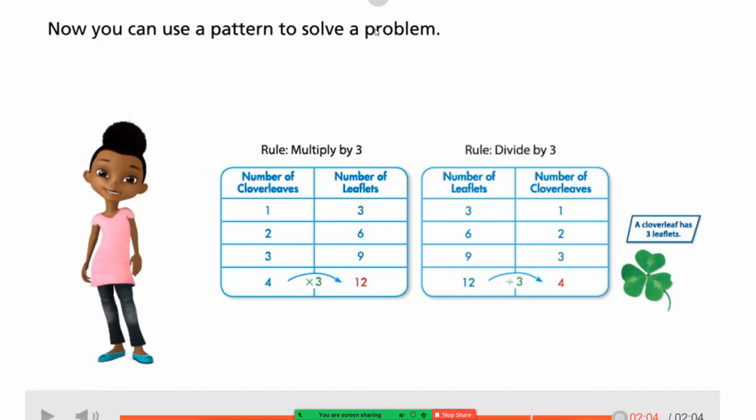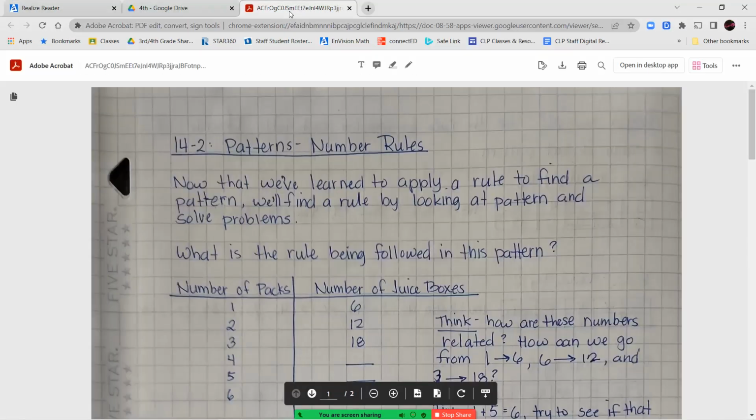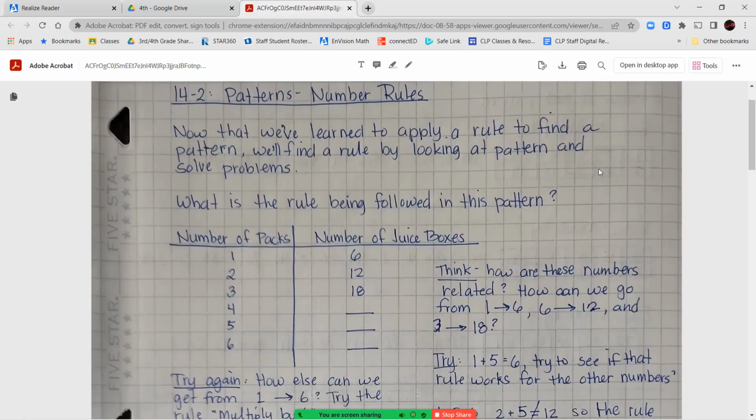Okay, now let's get into our notes and our guided practice for this lesson. Again, we're working on number rules. So now that we've learned how to apply a rule to find a pattern, we're going to find a rule by looking at the pattern, trying to solve the problems. So what is the rule that's going to be followed in this pattern?